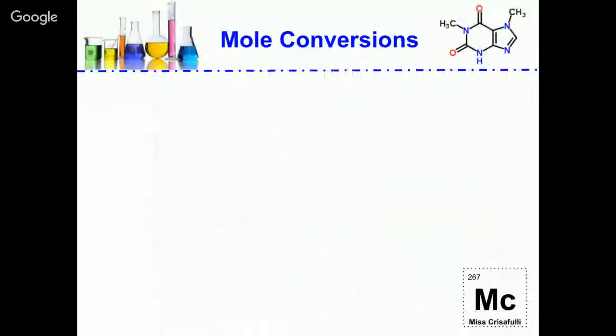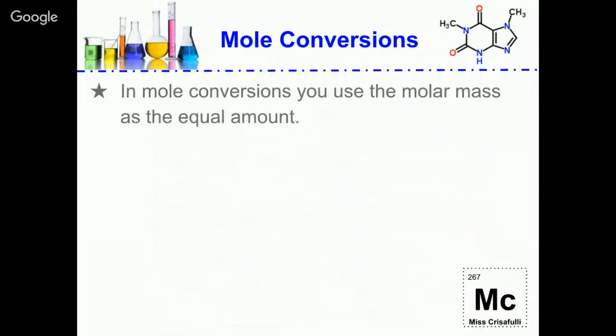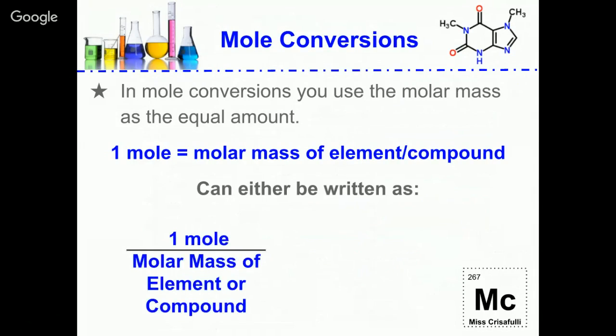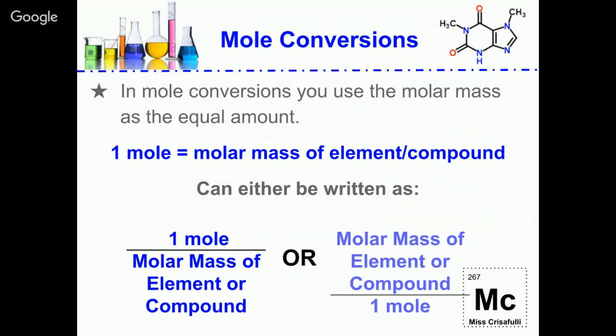Now let's talk about mole conversions. In mole conversions, you're going to use the molar mass as your equal amount. So 1 mole is going to be equal to the molar mass of either an element or a compound, and it can either be written as 1 mole over the molar mass of the element or the compound, or the molar mass of the element or compound over 1 mole. It depends on what you need to cancel.